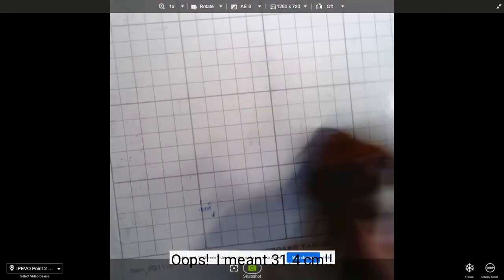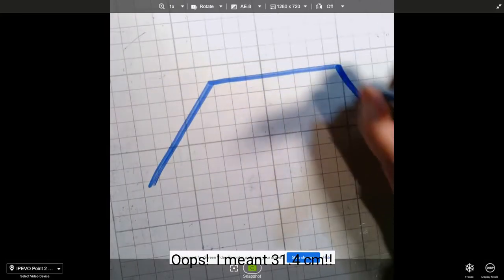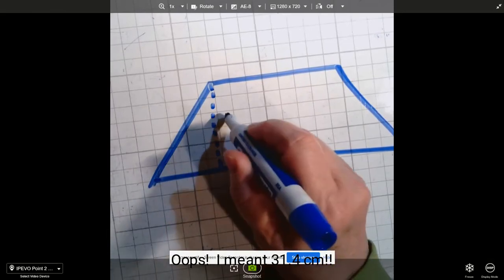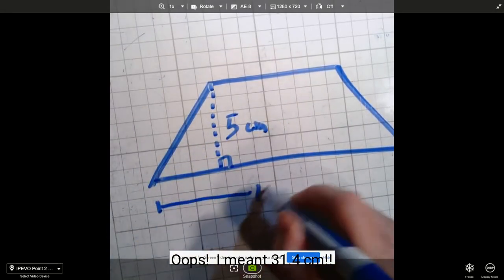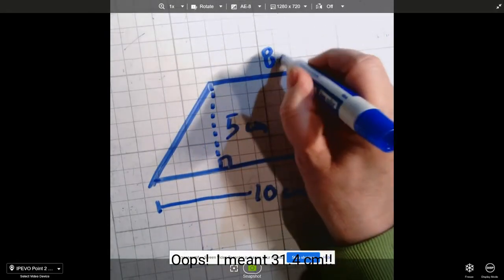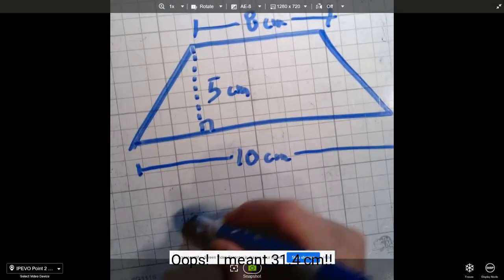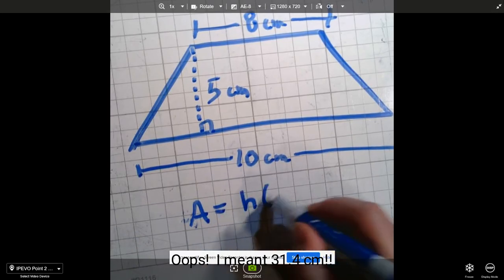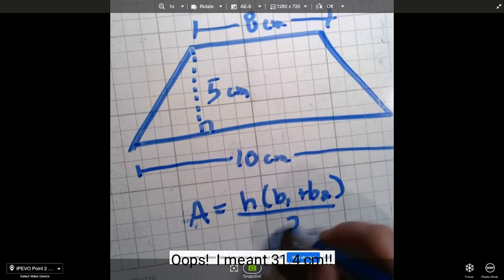And number 11 says find the area of the trapezoid. And they give you here, this height here is 5 centimeters. And this is 10 centimeters. And this is 8 centimeters. So once again, go to your area formula. Area is h times b1 plus b2, divided by 2.